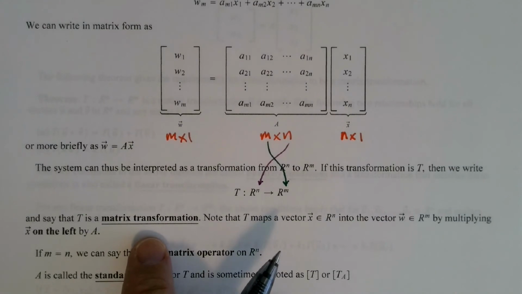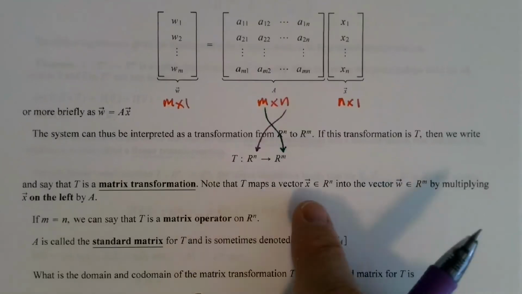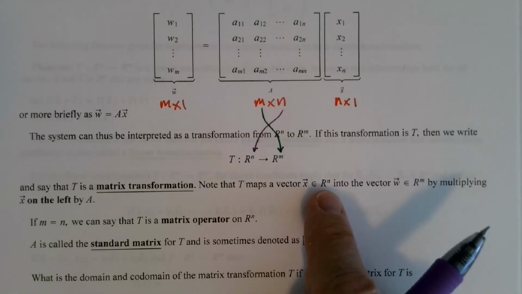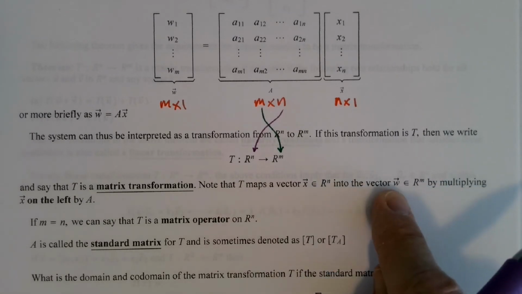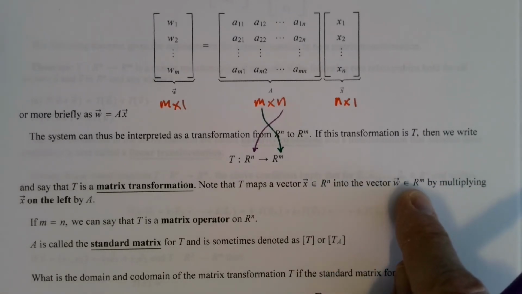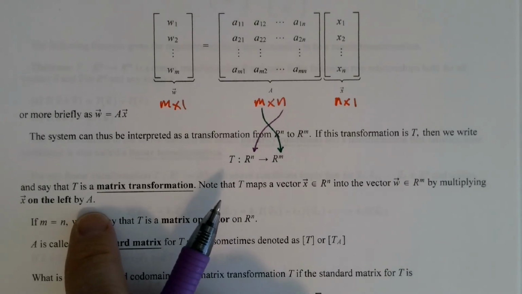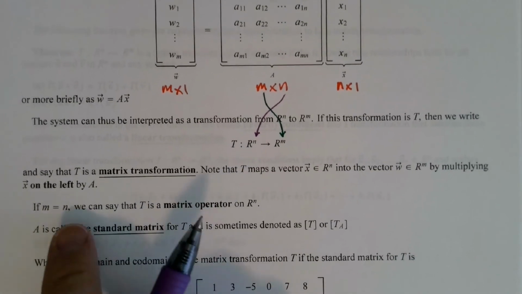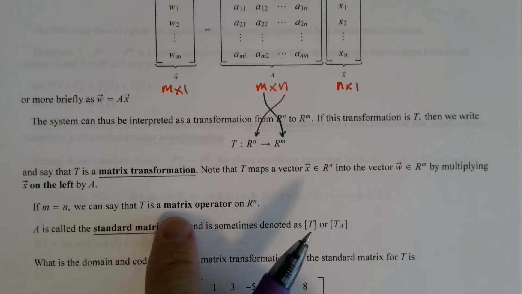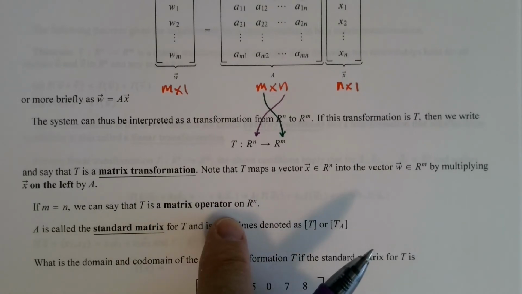We're multiplying by the matrix A. And T maps the vector x, which is in the domain of n space, into the vector w, which is in the codomain of m space, by simply multiplying the vector x on the left by the matrix A. Again, if m equals n, we say T is a matrix operator on n space.